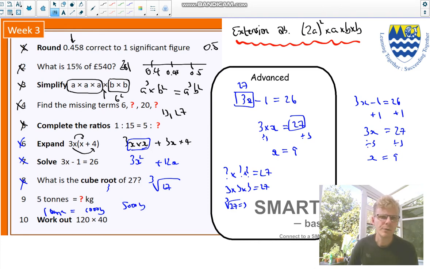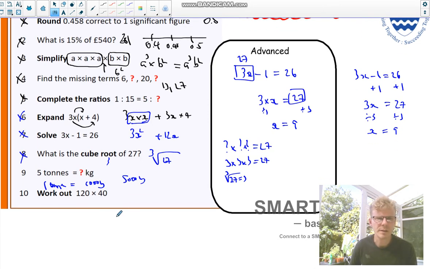And finally, what's 120 times by 40? You can do this in whatever way you want, really. I would probably say, let's do it like this, just to have a little think about different strategies. That's 120 times by 4 times by, not 4 again, 10. So I've broken that 40 up into 4 times 10.